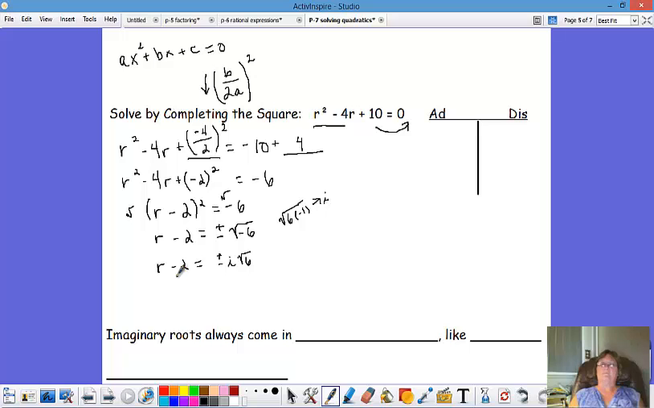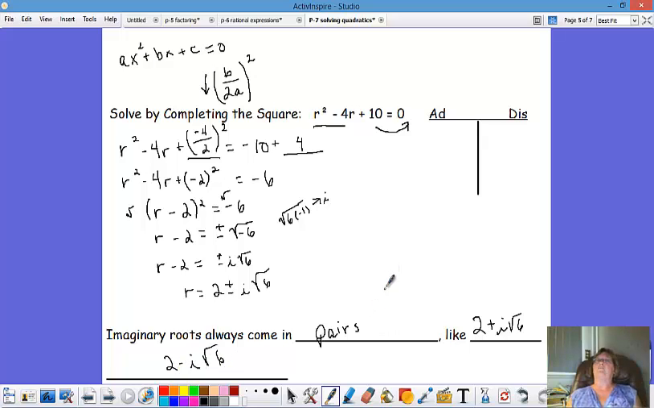And we like this, but what we really need is r. So let's add 2 to both sides of this equation. r will equal 2 plus or minus i times the square root of 6. And there are 2 solutions, 2 plus this value, 2 minus this value. Just a reminder that those imaginary roots always come in pairs. Always, always, always. Like our 2 plus i root 6 and 2 minus i root 6.